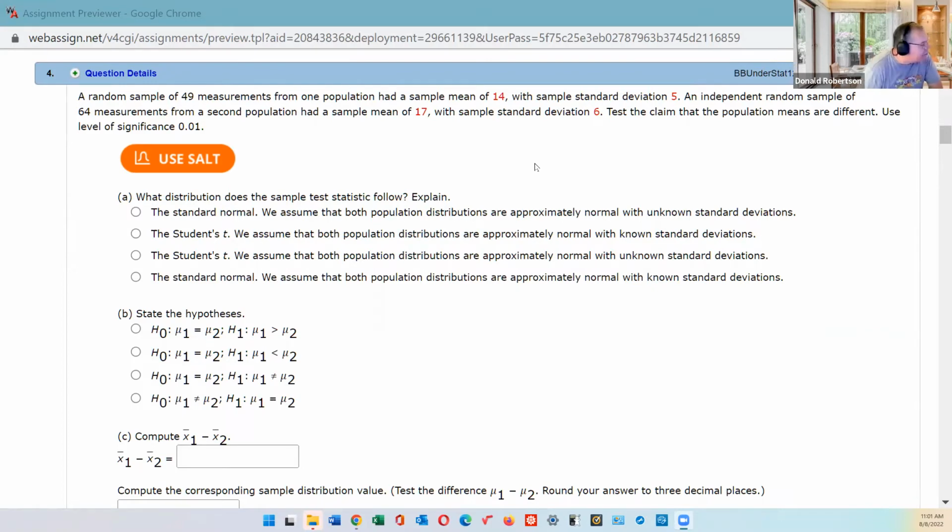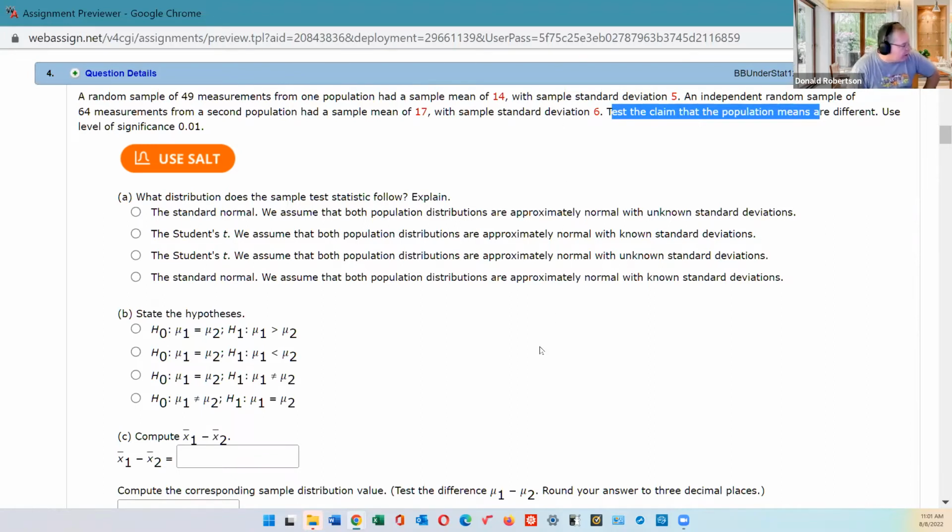And then in the other sample, which was 64, the mean was 17. And the standard deviation was 6. Test the claim that the population means are different. So I guess that guy is the biggie, right? Because you have to know I'm trying to prove it's bigger, less, or not equal to. Would you agree that's a not equal to one?